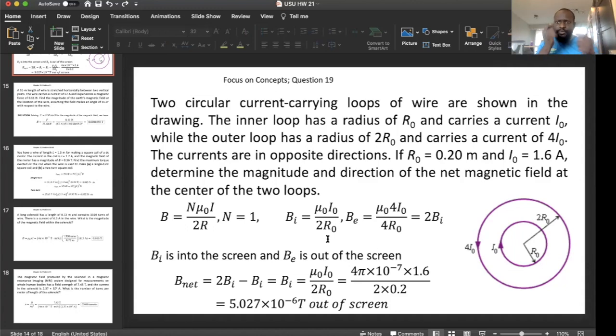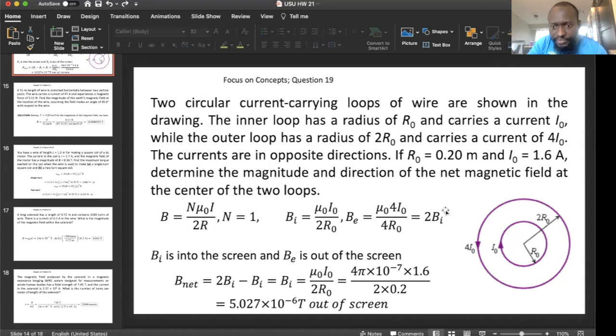But since the currents are in opposite directions, let's think about the directions now. We've gotten the magnitude. So what's the direction? Right hand rule: this one is going up, the internal one. When I fold my fingers, my finger in the center will be going inside. So B internal is into the screen, and B external is going down. With my same right hand, at the center it comes outside, out of the screen.